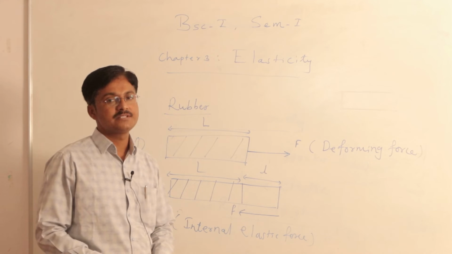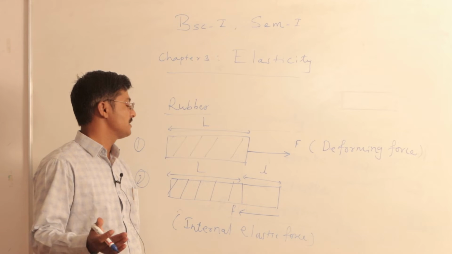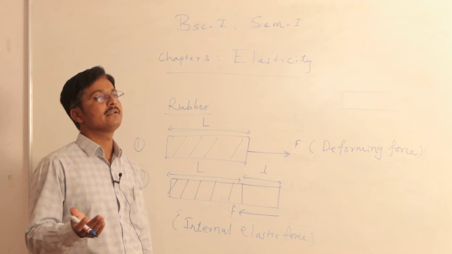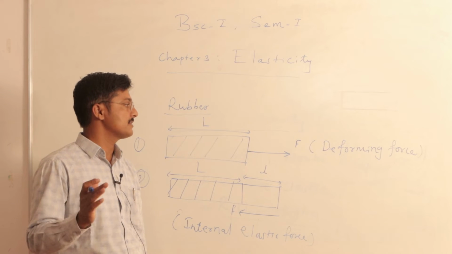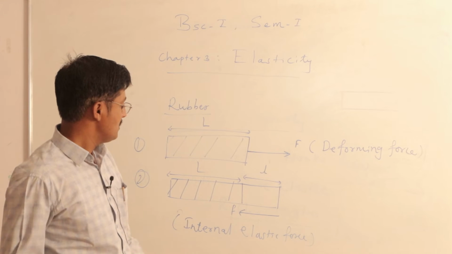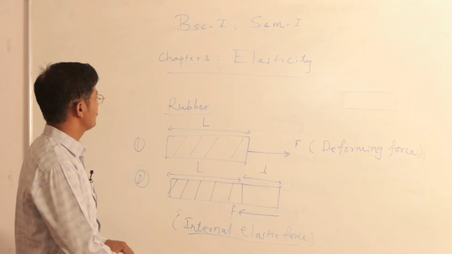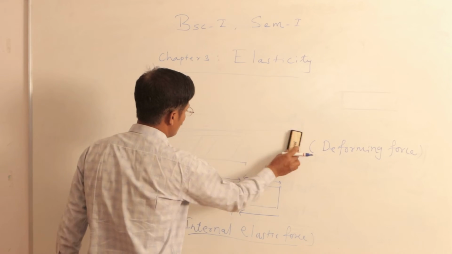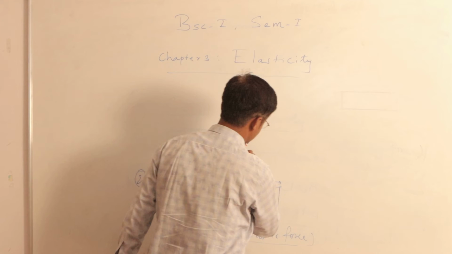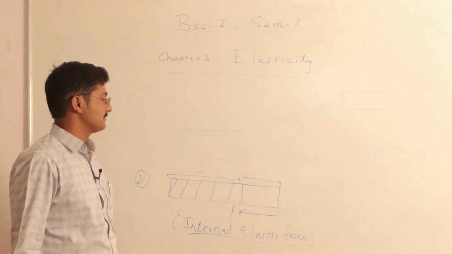So elasticity is the physical property of the body or material by which the body comes to its original position by applying internal force against the external deforming force. So this is called as the elasticity. Now look here, this is the internal elastic force. This force plays an important role in stress and strain.